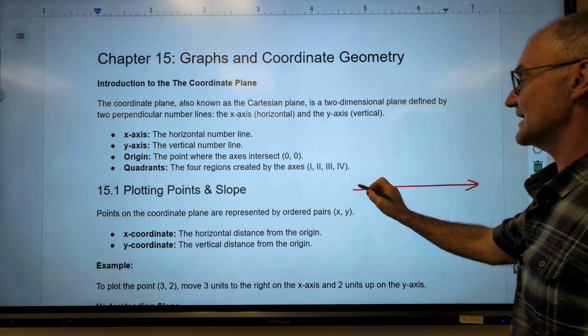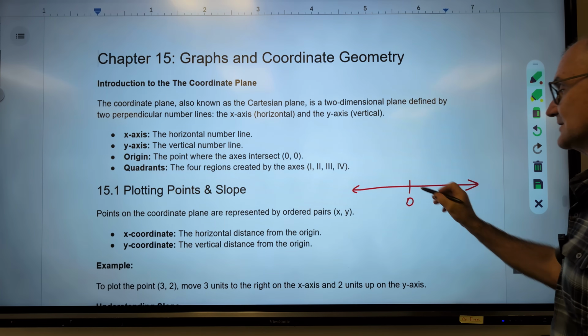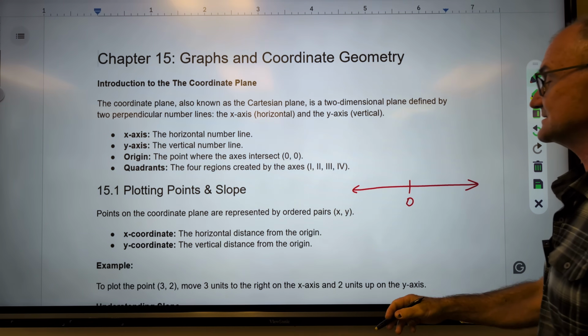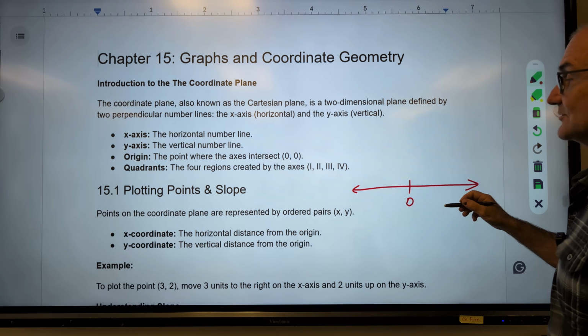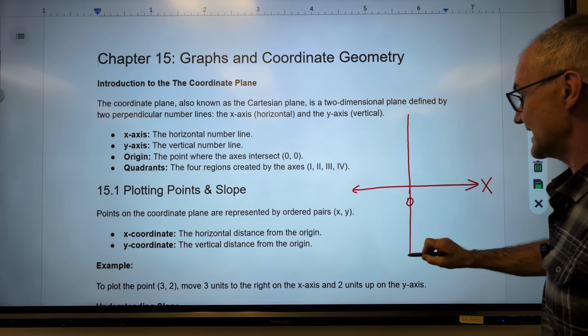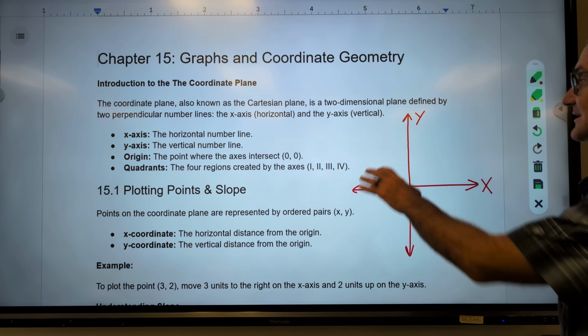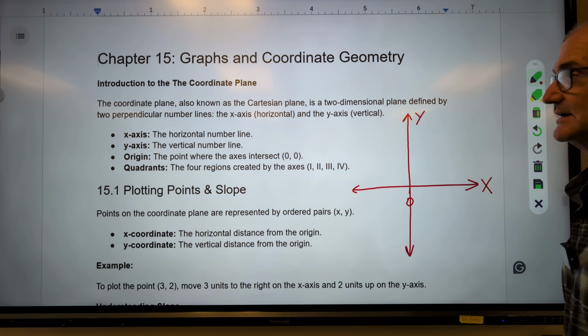It goes all the way back to first grade and learning to count on a number line. 0, going this way is positive, this way is negative. And then after a while, you call this x. And then you add a second axis to that. That is your axis y. And this becomes your Cartesian coordinate plane.